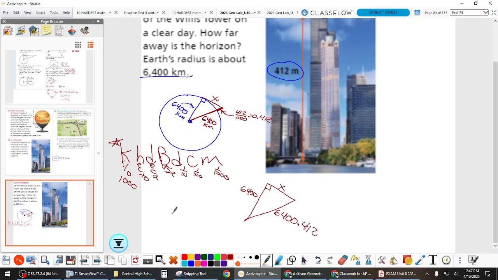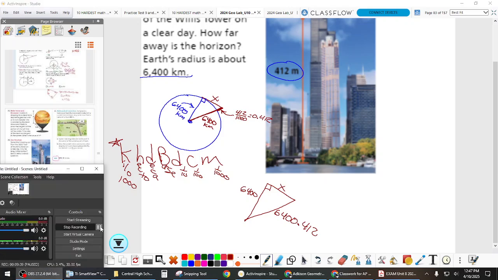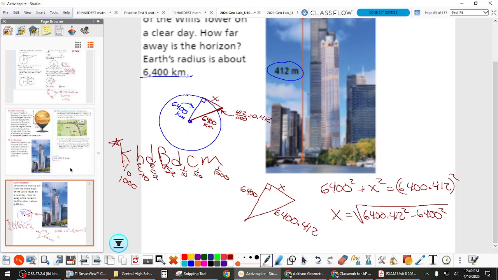How are you going to solve for x? If you haven't done that, go ahead and solve for x with the Pythagorean theorem. I'll give you about 1 minute. Okay, on this one, obviously we're glad we have a calculator because the numbers are big. But it's just subtract 6,400 squared and then take the square root to get x by itself. So I combined a couple steps there.